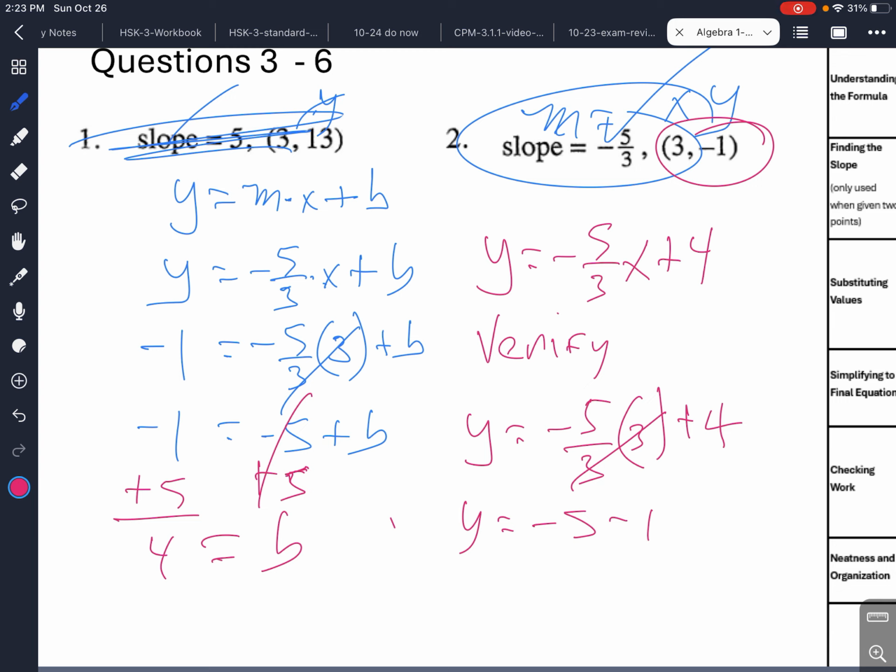So my equation is wrong. Let me go back and see what I did wrong here. Negative 5/3 times 3 minus 5 plus 4. Oh, no, it's not wrong. I keep writing a negative 1 here for some reason. Let me slow down. Let me go back. I'm going too fast. Let me verify my equation again.